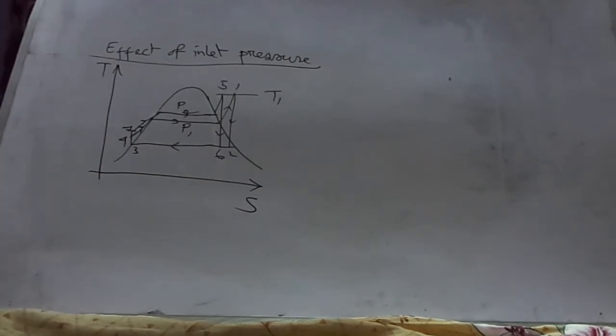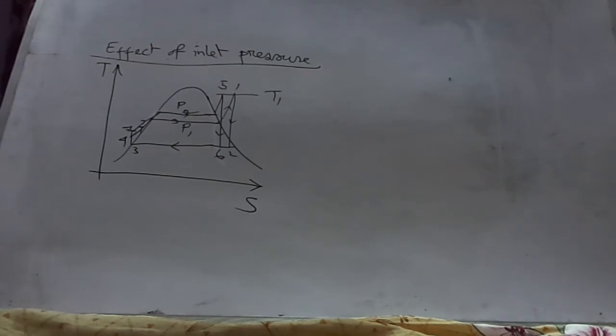Effect of inlet pressure. The maximum temperature of steam that can be used is fixed from metallurgical consideration, that is, the material used for the manufacture of the components which are subjected to high pressure, high temperature steam, like the superheater, valves, pipeline, inlet stages of the turbine and so on. It is called the metallurgical limit.